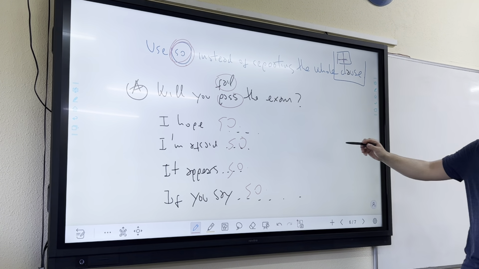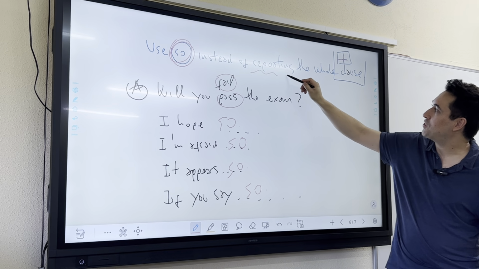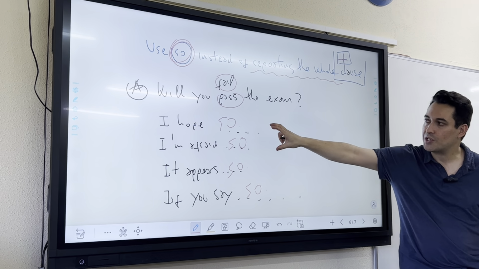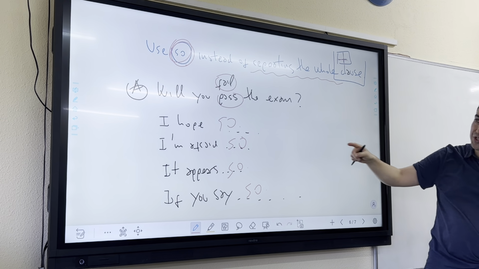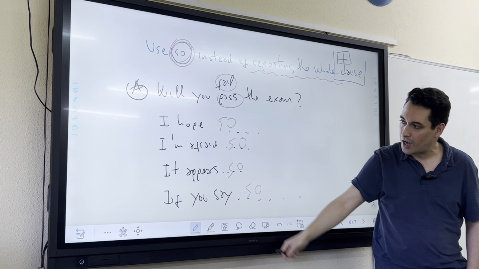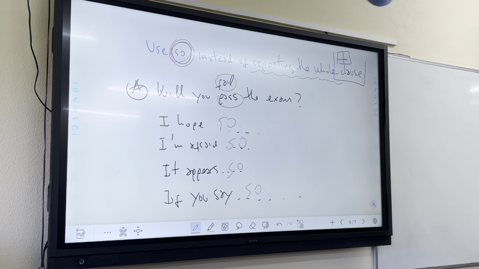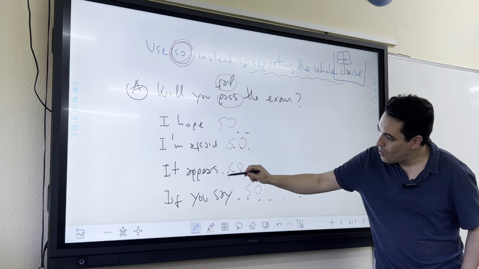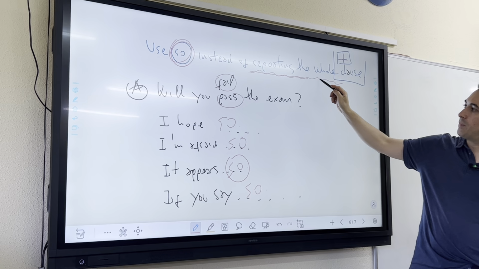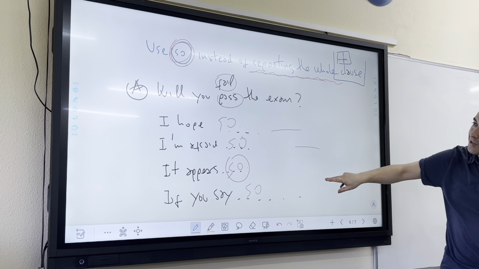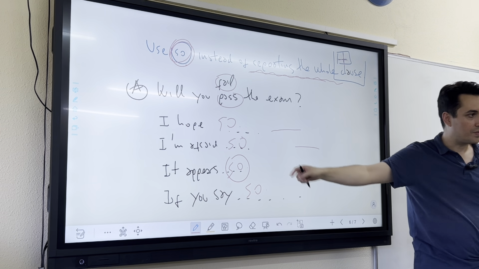So you can just say so to avoid the repetition of the whole clause again. You don't need to repeat the whole clause again. You just say so after this kind of things. I hope so. I'm afraid so. It appears so. If you say so, you just say so and avoid the repetition. You don't need to say the whole sentence again, only so.